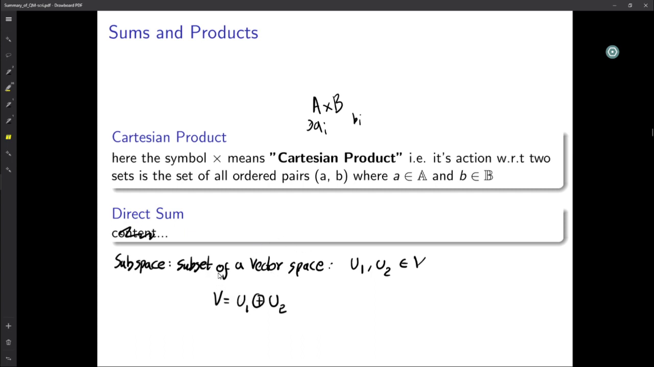And the only way to write zero here, the only way to write identity here, is by taking all of these elements to be zero. So if I expand this as some element ui from here, some element uj from here, arbitrarily added to form an element that exists here, this is the set. And this can only be taken to be zero if both of these things are zero. Okay?